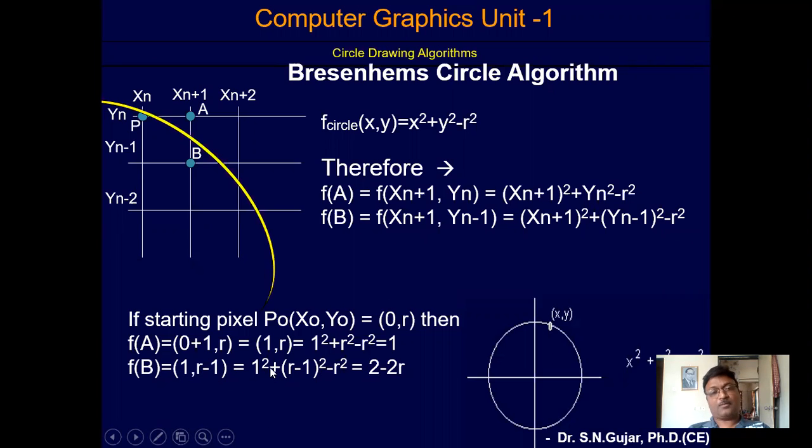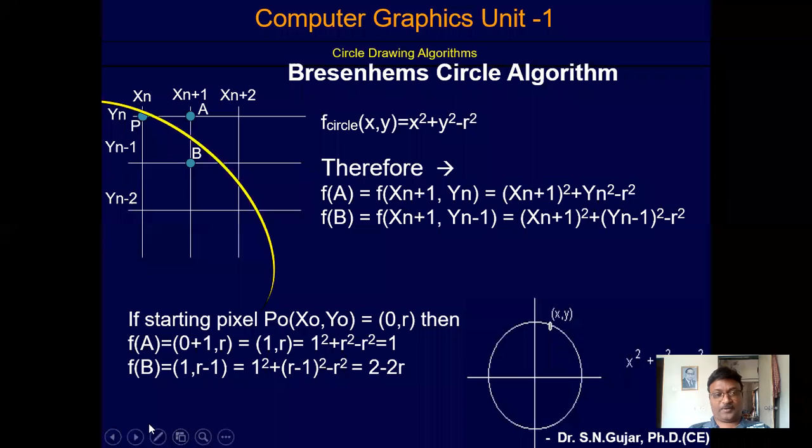Now put this point in the circle equation. That becomes 1 square plus (r minus 1) whole square minus r square. Correct? After solving, 1 square becomes 1, and (r minus 1) whole square is r square minus 2r plus 1. So you have r square minus r square, and 1 plus 1 is 2. That becomes 2 minus 2r.